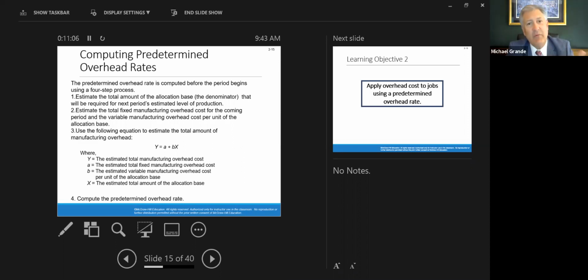So in number 3, we're going to use the following equation to estimate total cost. And we saw this formula before in chapter 1, where total cost equals Y, and A equals the fixed cost plus B, which is the variable cost per unit, times the allocation base. Total cost equals fixed cost plus variable cost. And then we can compute the predetermined overhead rate.